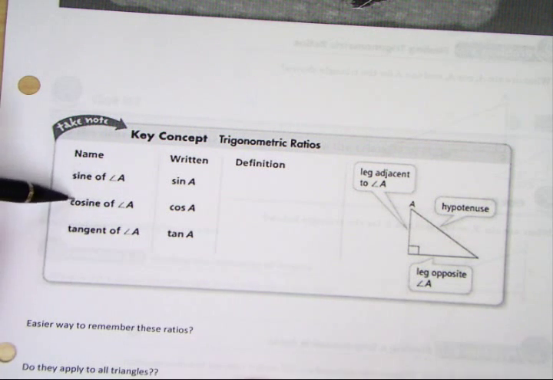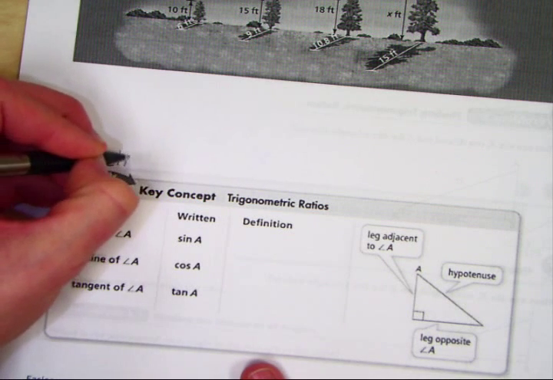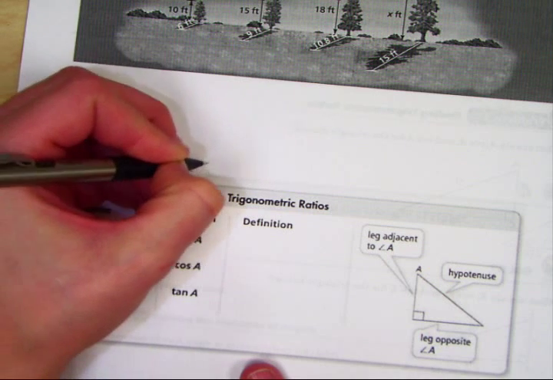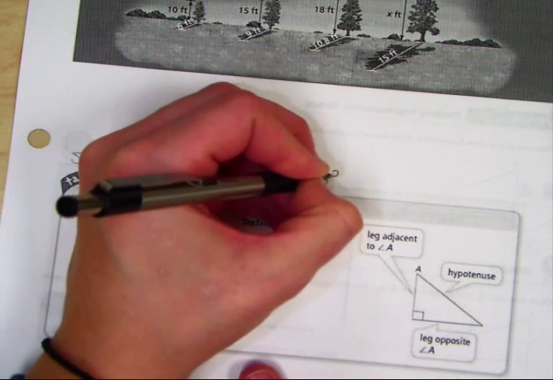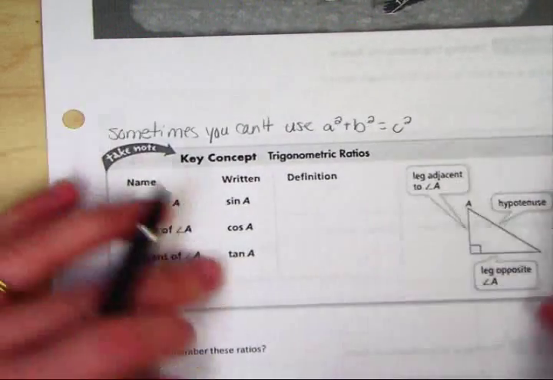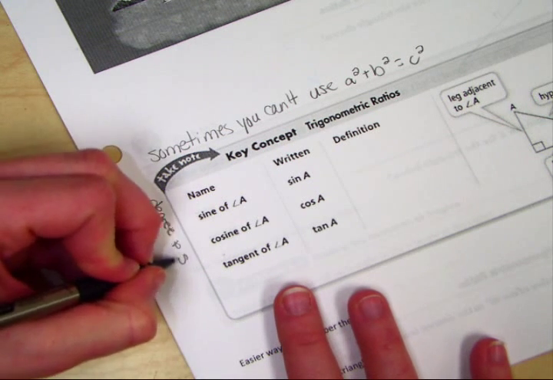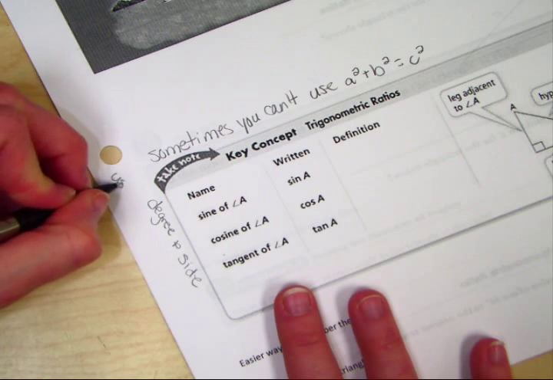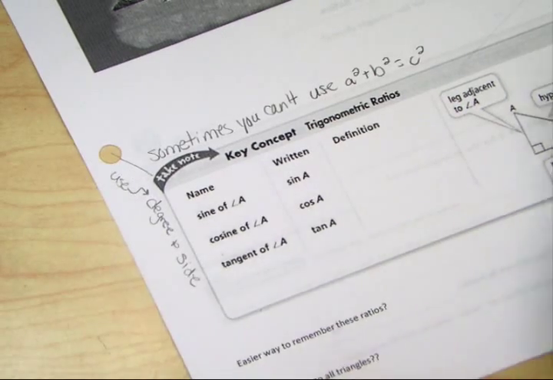Now, why would we ever use sine, cosine, and tangent if you know a squared plus b squared? Sometimes you can't use a squared plus b squared equals c squared, because you might not have two sides. That's when sine, cosine, and tangent come into play. You use sine, cosine, and tangent when you have a degree and a side.